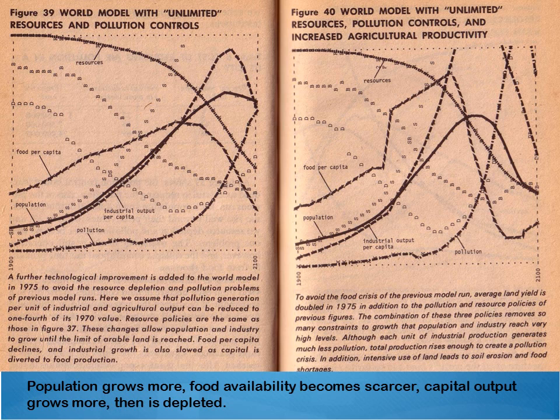And then there's another scenario on the right, which is the same, unlimited resources, pollution controls, but then increased agricultural productivity. So this is the scenario in which you're able to produce more food with the same resources. Okay, it essentially exacerbates these trends. So it's a little bit of the same output, it's just that these trends are a little bit more accentuated.